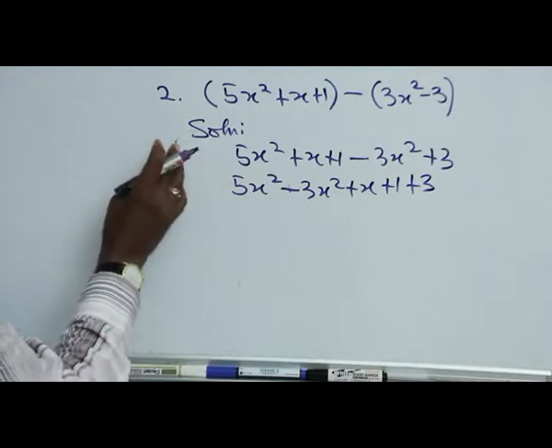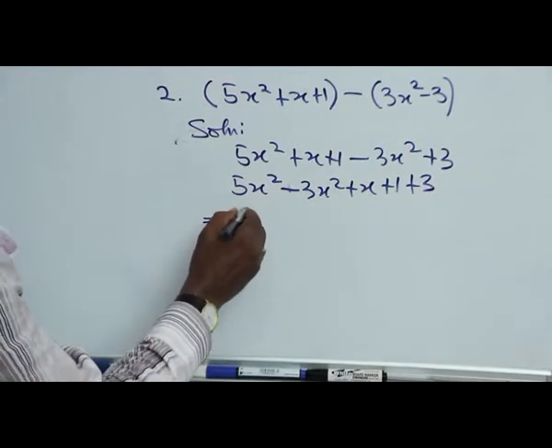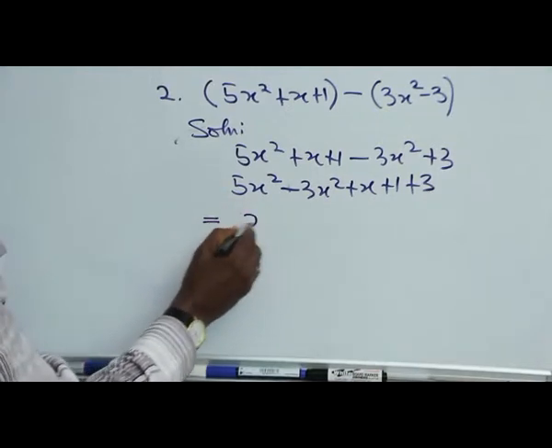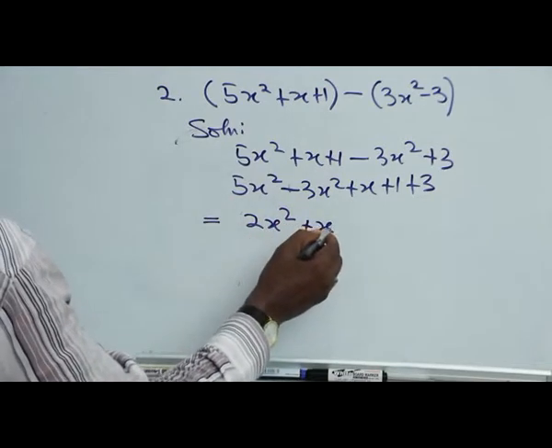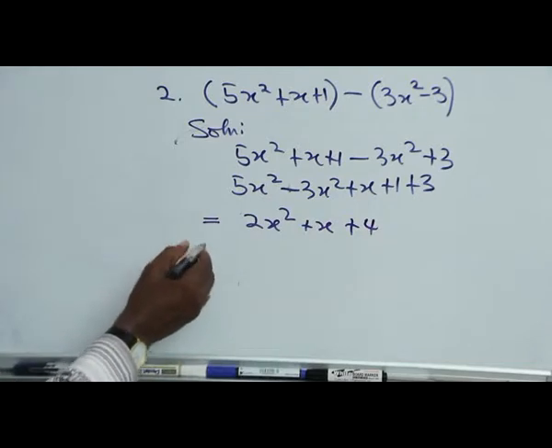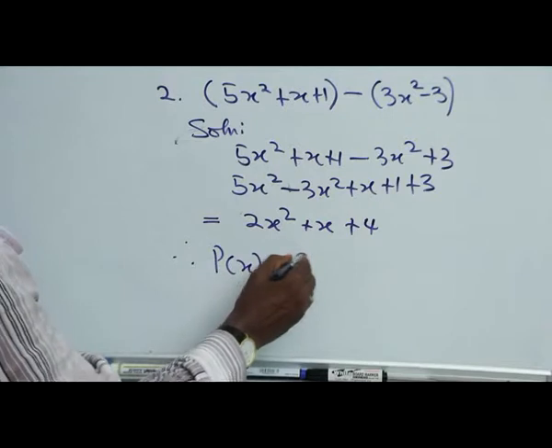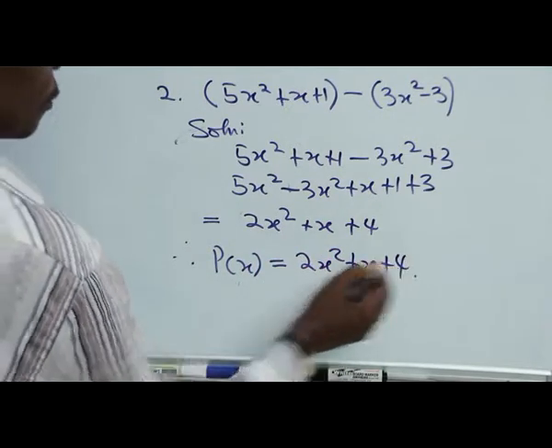The result of this will be equal to 5 minus 3, which gives you 2s squared, and then we have plus s, and 1 plus 3 is 4. So therefore, our p of s is equal to 2s squared plus s plus 4.